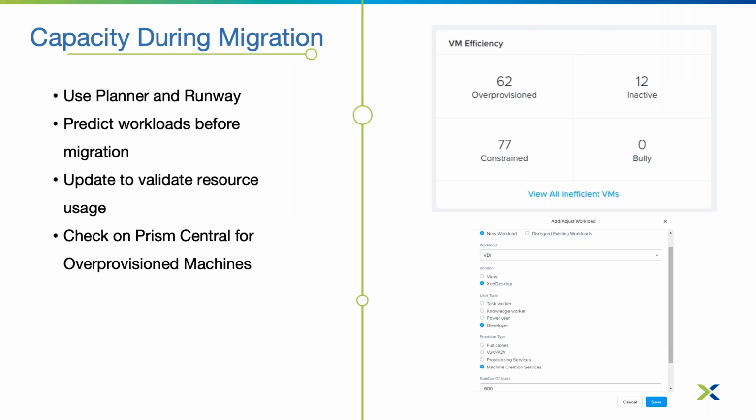Like I said, around the capacity side of things, during the migration, as you're pushing more and more workloads over, we were using Planner and Runway to predict the workloads before we migrated. Then once it had moved over, we'd let it settle for a while, and then you could look at the VM efficiency, make sure that nothing you're running is over provisioned, so you're not using more than what you require, or that indeed everything's not constrained.